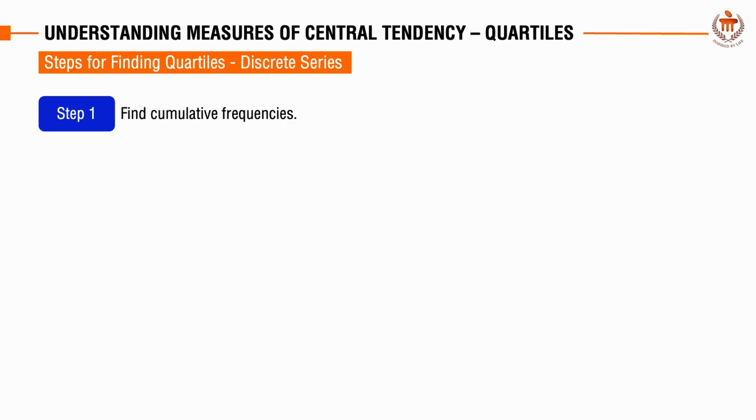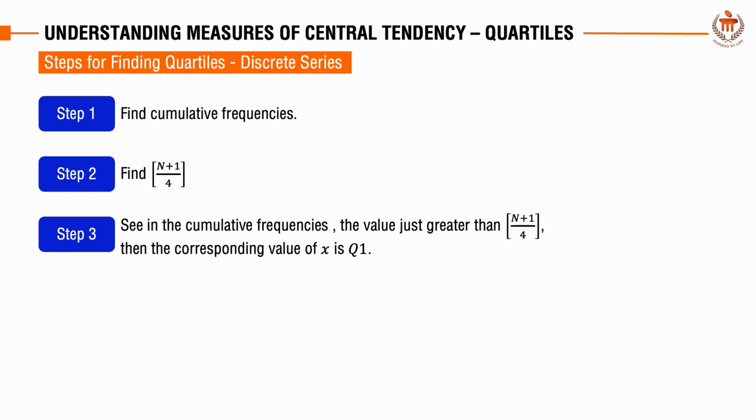Okay, so imagine if I give you a discrete series, and I'm asking you to find the quartiles. What we need to do first is, from the frequencies given, find the cumulative frequency, and then find the n plus 1 by fourth observation to find the lower quartile, and multiply it with 3 to find the upper quartile. Then we need to see in the cumulative frequency table the value which is next greater than n plus 1 by 4 for Q1, and for Q3, 3 into n plus 1 by 4.